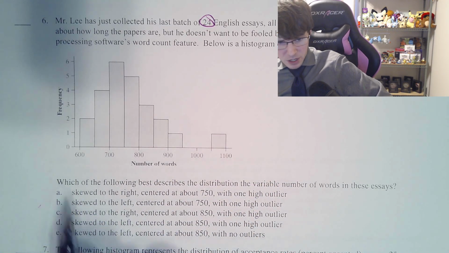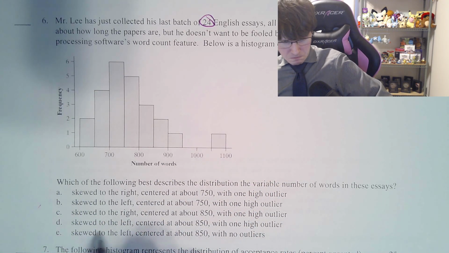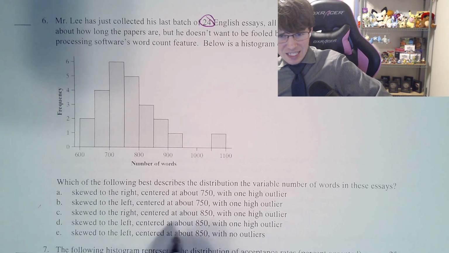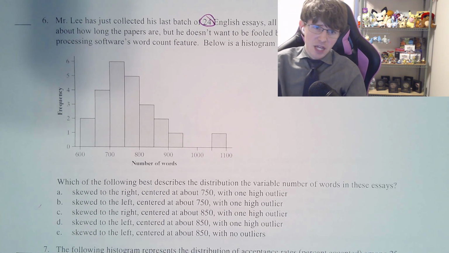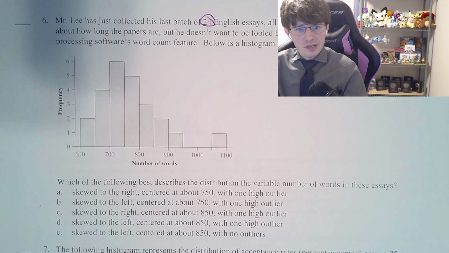So first of all, we have two parts of this. We have a skew and we have a center, and we have these outliers. So a couple different things to think about. First of all, let's talk about the skew. The skew is the opposite of the data clumping. So the skew is in the tail.